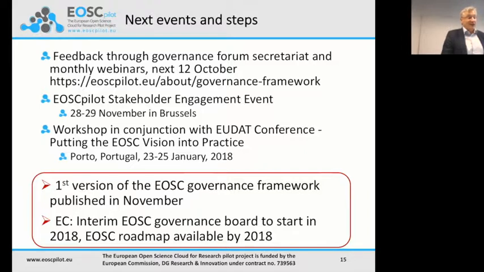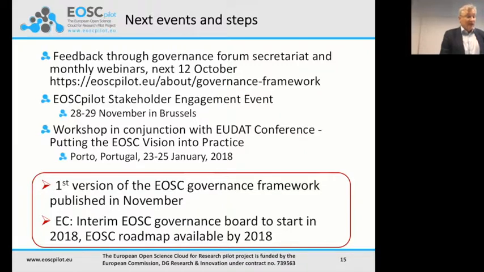There we have, I already talked about the EOSCpilot stakeholder engagement event, and there will also be, next year, a workshop in conjunction with the EU conference. We will have a first version or a draft of the EOSC governance framework. We publish it now at the beginning of November.